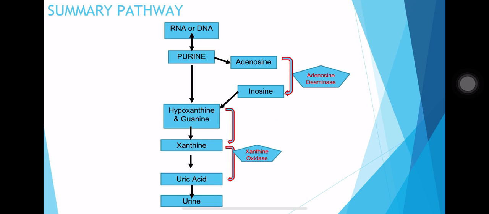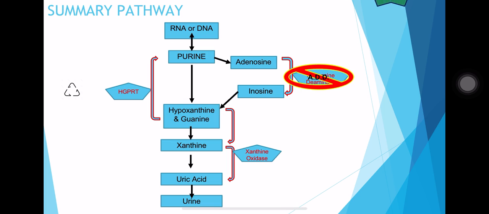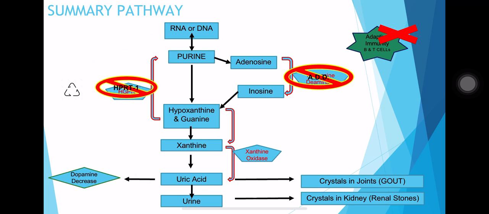Hypoxanthine and guanine can be recycled back into their monophosphate forms through the HGPRT enzyme. On the SCID disorder side, the adenosine deaminase enzyme is deficient, which compromises the adaptive immune system. On the Lesch-Nyhan disorder side, the HPRT1 gene mutation affects the HGPRT enzyme, which compromises the salvage cycle, leading to excess uric acid, leading to gout, renal stones, and then also neurological disorders.